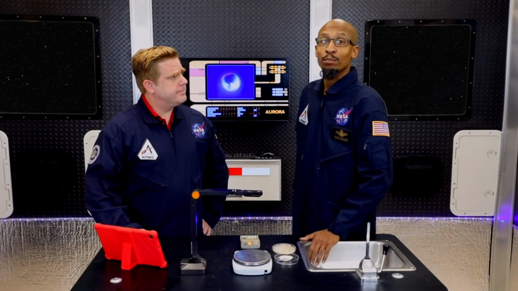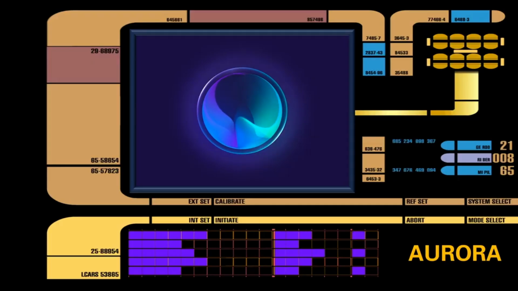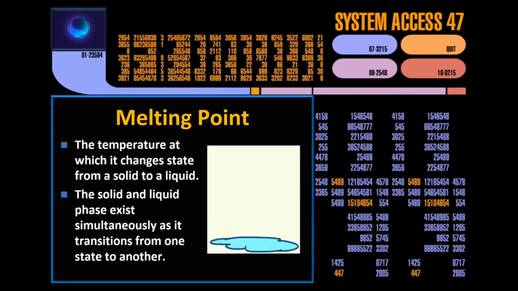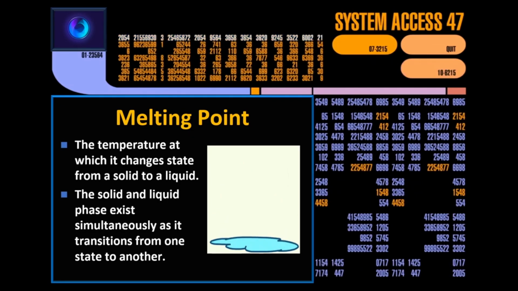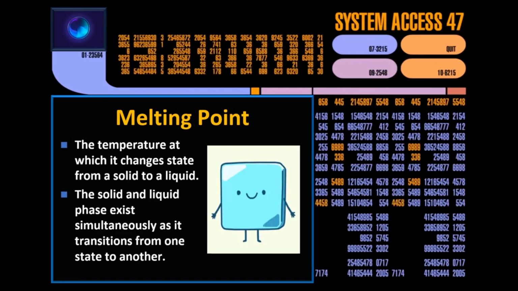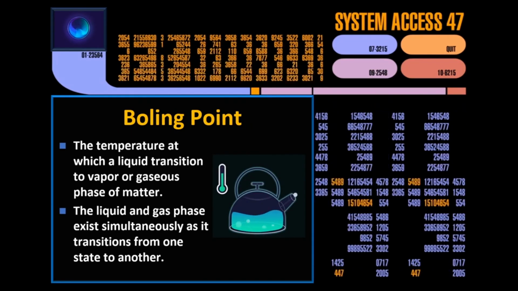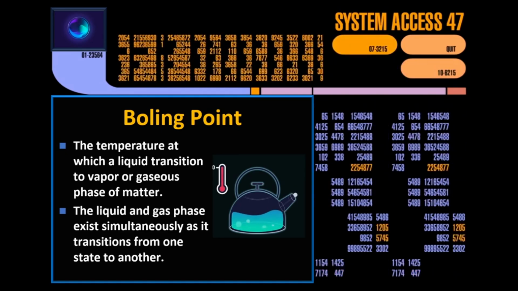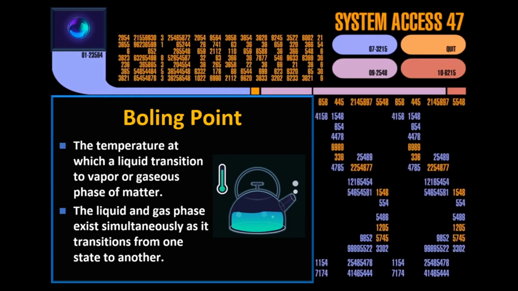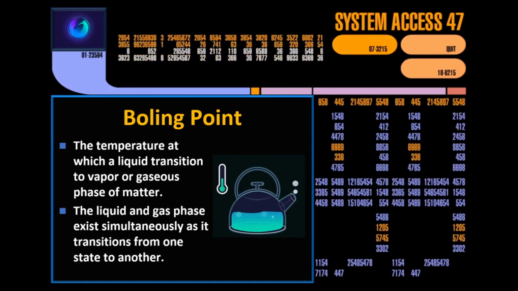Very good. Now, Aurora, please define in the file each of the intrinsic properties you have listed. Yes, Professor Keechler. The melting point of a substance is the temperature at which it changes state from a solid to a liquid. At the melting point, the solid and liquid phase exist simultaneously as it transitions from one state to another. The boiling point is the temperature at which a liquid transitions to vapor or gaseous phase of matter. At the boiling point, the liquid and gas phase exist simultaneously as it transitions from one state to another.